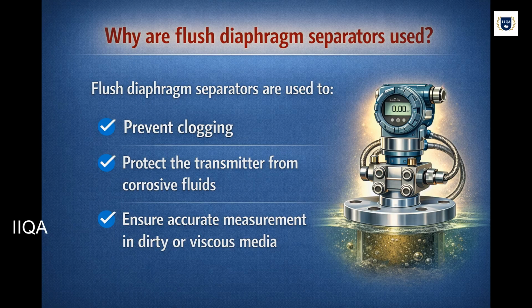Why are flush diaphragm separators used? Flush diaphragm separators are used to prevent clogging, protect the transmitter from corrosive fluids, and ensure accurate measurement in dirty or viscous media.